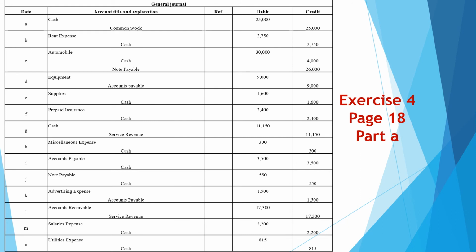Transaction N, paid the utility bill of July, 815. Actually, utilities are considered expenses as well. So we incur a utility expense on this date. So utilities expense should be recorded in debit since it is increasing and has a debit normal balance. And the cash will be recorded in credit since it is decreasing, and since it has a debit normal balance, it is decreasing in credit.